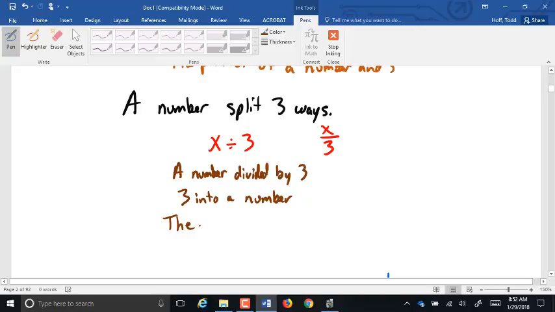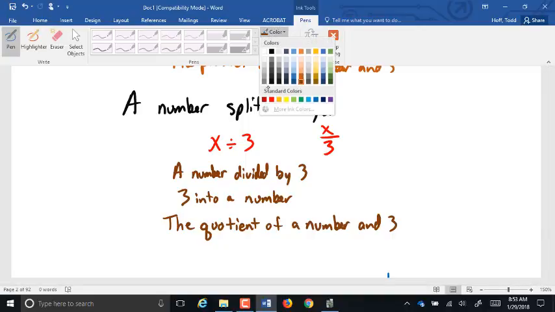Any others? For addition, we have sum. Subtraction, we have difference. Multiplication, we have product. For division, we have quotient. So the quotient of a number and 3 implies the number divided by 3, or x divided by 3.